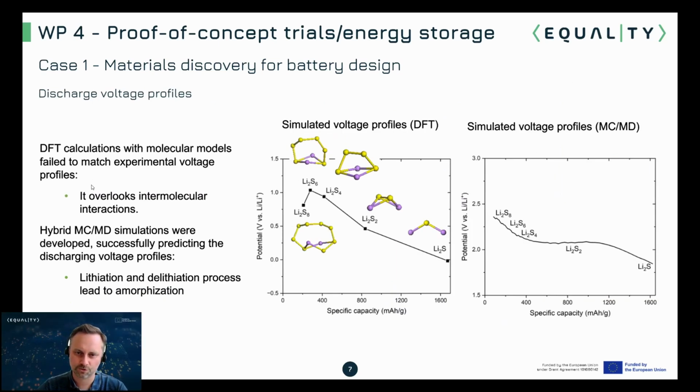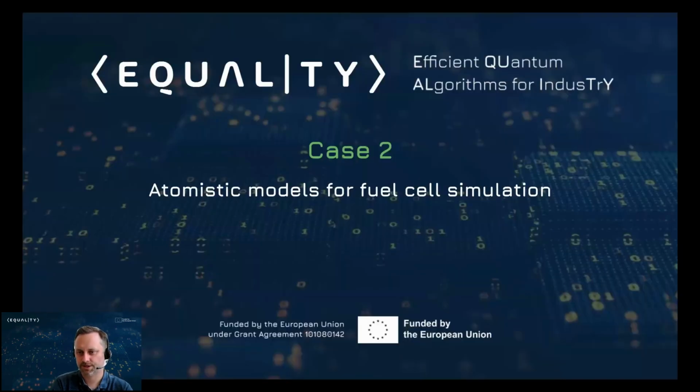So in conclusion, the molecular DFT approach overlooks most of the intermolecular interactions, while our hybrid Monte Carlo MD simulations were developed to successfully predict the discharge profile. The main thing here is that the lithiation and delithiation of the sulfur electrode leads to amorphization, and it's not possible to describe this with simple molecules. So this was a little bit short.